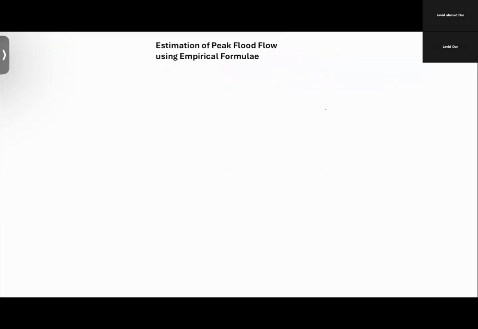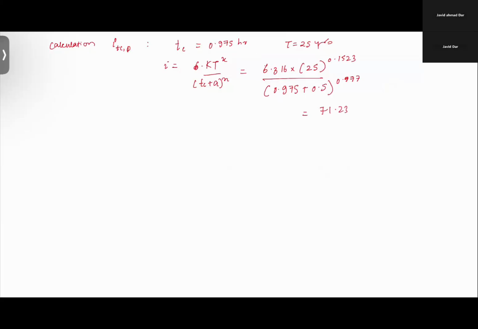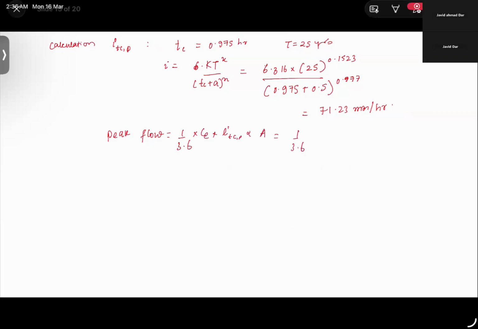So if you compute this value, it's 71.23 mm per hour. Now we can compute the peak flow, whose equation is 1 by 3.6 C equivalent intensity of rainfall into area. So this is 1.361 divided by 3.6 into C equivalent we calculated was 1.81. The intensity of rainfall now is 71.23. So this has to be in mm per hour, and the area has to be in kilometer square, but it's given 500 hectare. We can divide it by 100 to compute it in kilometer square. So the value will be 64.46 meter cube per second.